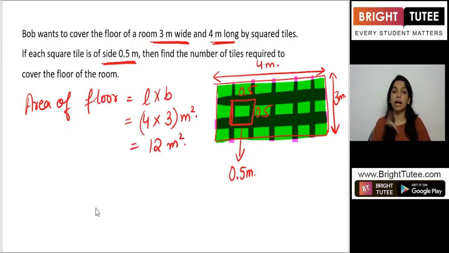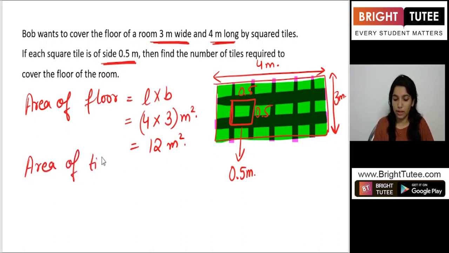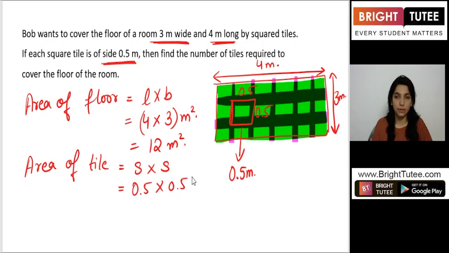Now how many tiles we are going to put is going to be answered by getting the area of the tile itself. So let us find the area of the square tile. The tile that we have got is square in shape, so we are going to find its area by side times side. So this is equal to 0.5 multiplied by 0.5. I hope till here it is clear. And because it is area, it is meters squared. So 0.5 times 0.5 is 0.25 meters squared.